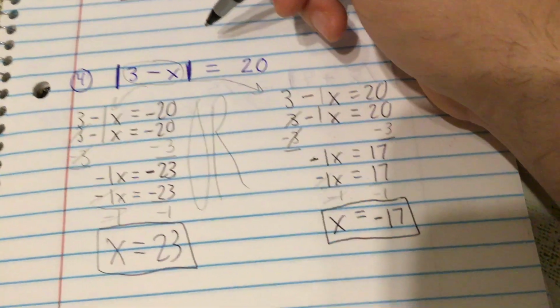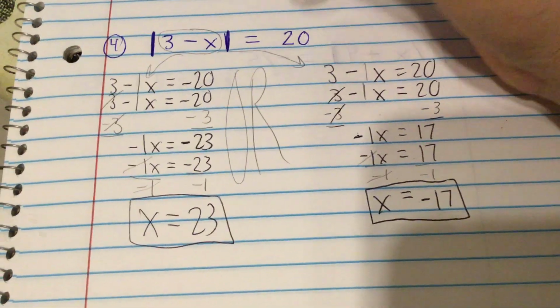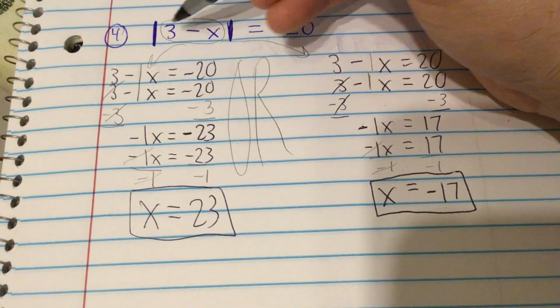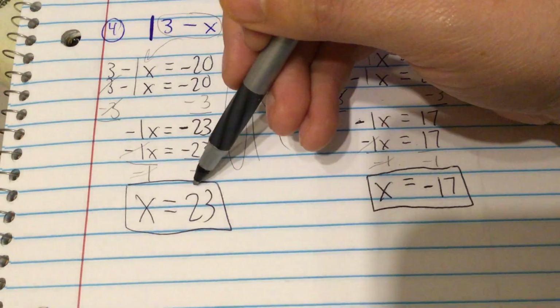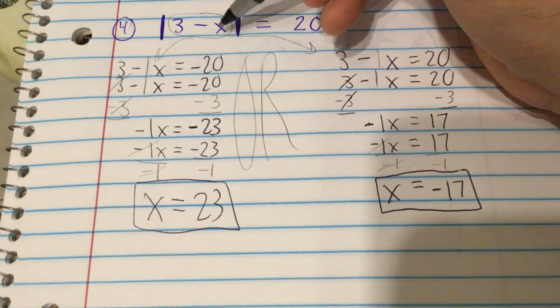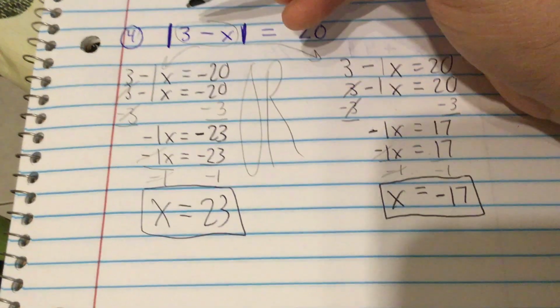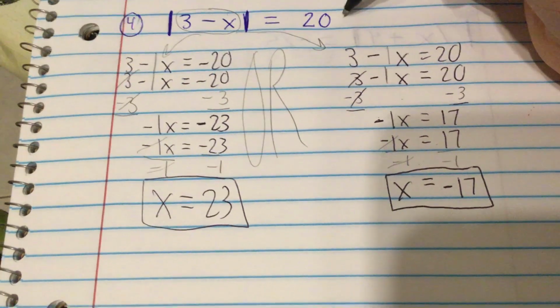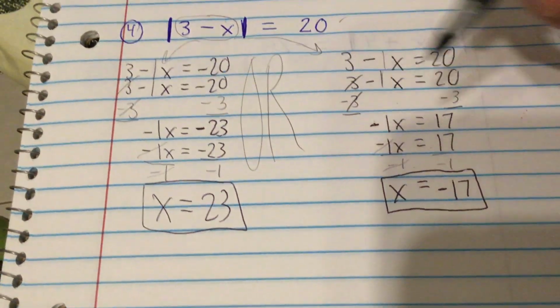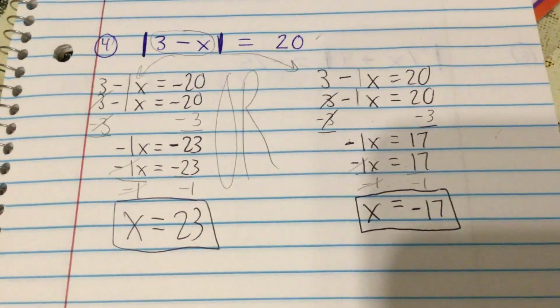I forgot to plug in for the previous problem, so I'm going to do it with this one. Let's say I plug in 23 for x. 3 minus 23 would be negative 20. But the absolute value of negative 20 is 20, which is what we wanted all along. So that checks out. Now I'm going to plug in the other solution.